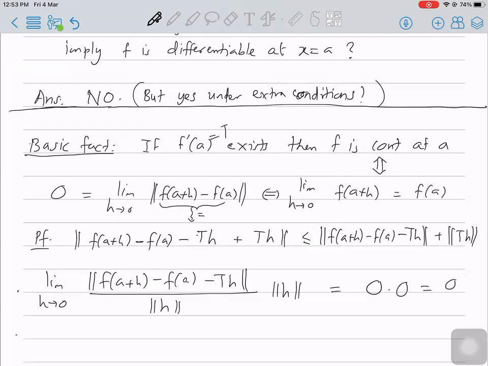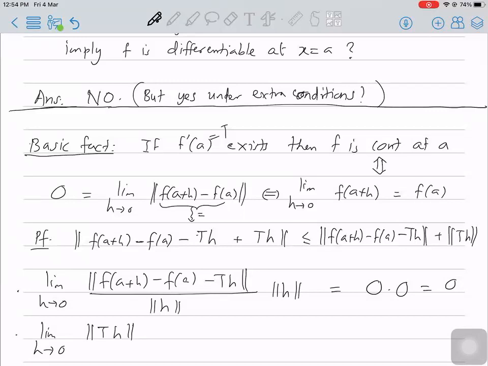And what about the second term? What is the limit as h approaches 0 of T h? It's linear, so it's also 0. T is linear, so as h goes to 0, the inside term will go to 0 and the norm will also go to 0. Linear maps are continuous.